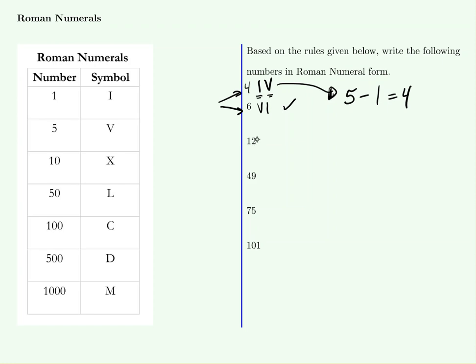We're also going to express 12, okay? Looking here, we've got the 10, so we could write the X. We still need to account for 2 ones, so we would draw a I, I. If we were expressing 14, we would have the X. And then instead of drawing 4 ones, since we're so close to the 5, we're just 1 away, we would draw the IV. So that's 10 plus 4. Whereas a 16 would be XVI.